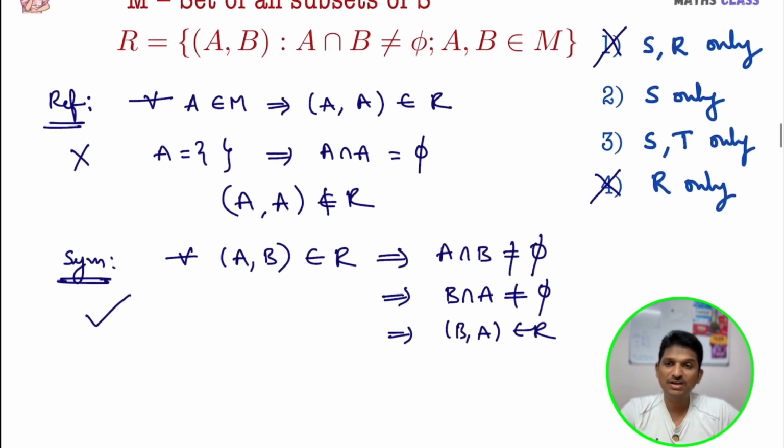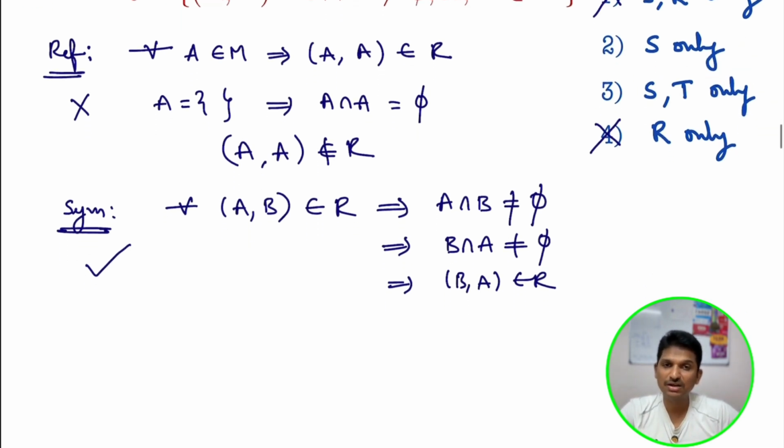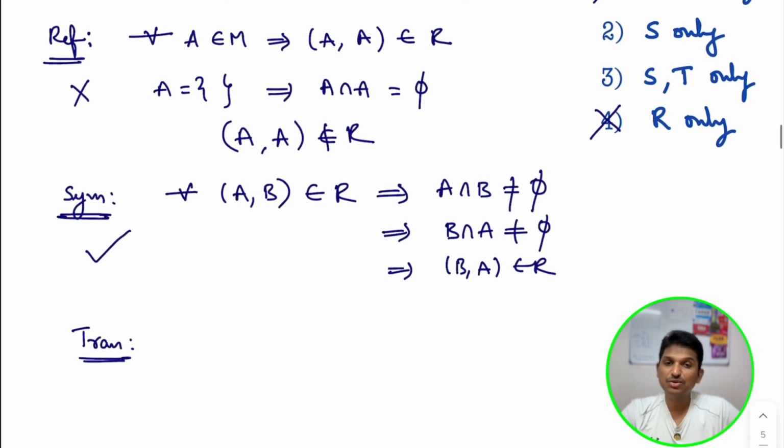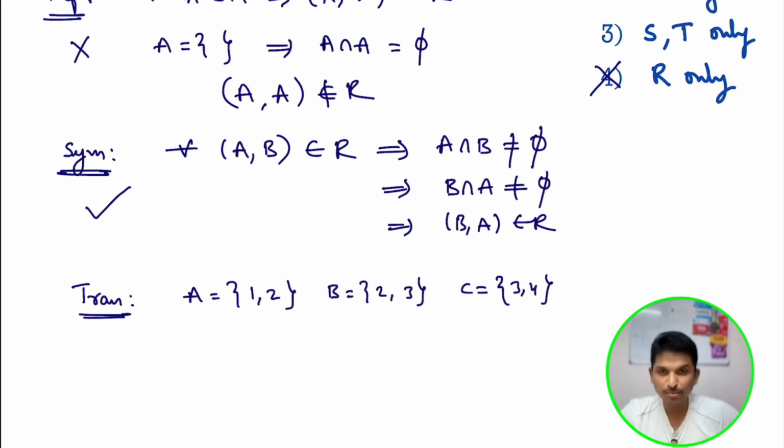Now you look, can we decide which option? You look here, they have given symmetric only. They have given symmetric and transitive only. So you need to check transitive also. You don't have any other alternative. Okay, how to check the transitive condition? You take one example like this. I'll take A as {1, 2}, B as {2, 3} and C as {3, 4}. I'll take one example like this.